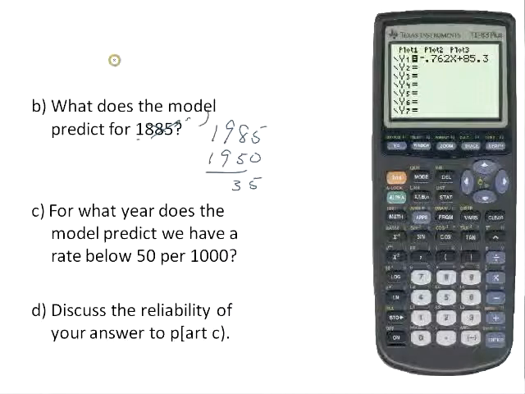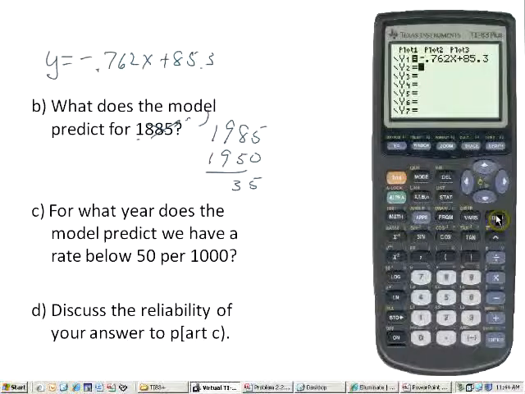Let's use our calculator to do this. On the calculator, we can get back to the home screen and remember what our model is. Let me rewrite that quick so that we don't forget. So I have y is equal to negative 0.762x, plus 85.3. Now what we're going to do is take the 35 and substitute it in here.